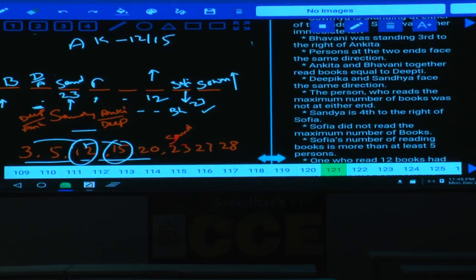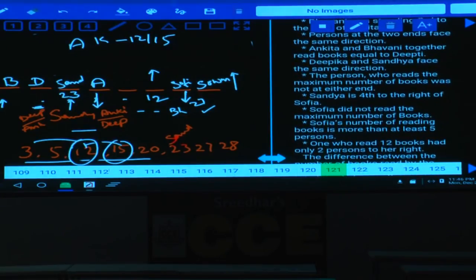This is the case. And if it is invalid, then we can take Deepika to the immediate right of Sanjay. Now Deepika at this place. B, D and A. Bhavani was standing third to the right of Ankita, and this Ankita must be facing towards south, and persons at the two ends face the same direction. Both these two are facing towards north. Ankita and Bhavani together read books equal to Deepti. Then what are the possibilities we can have?